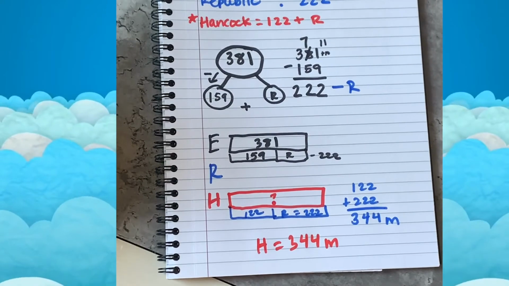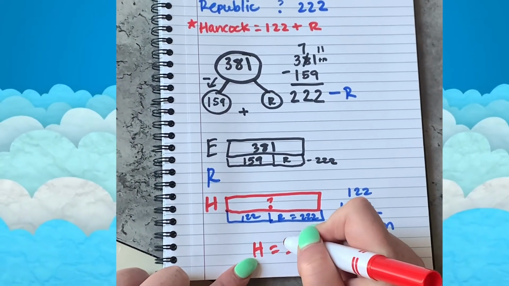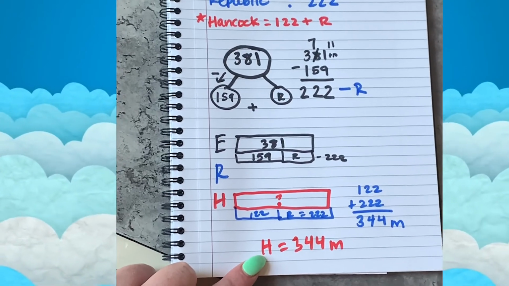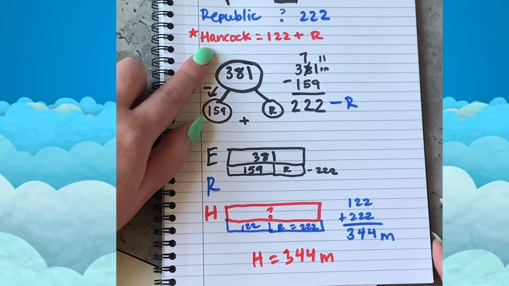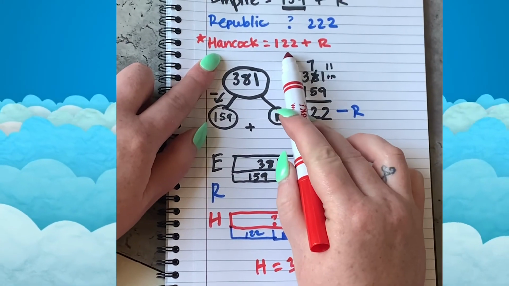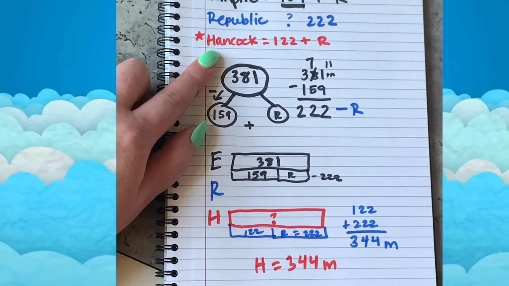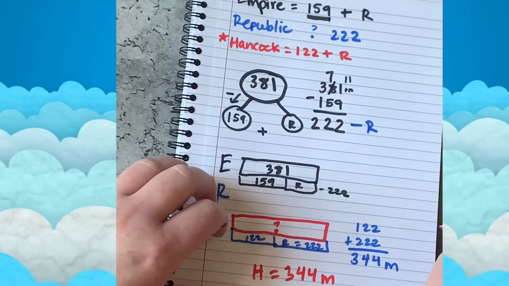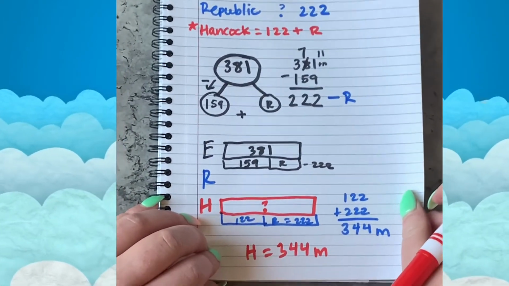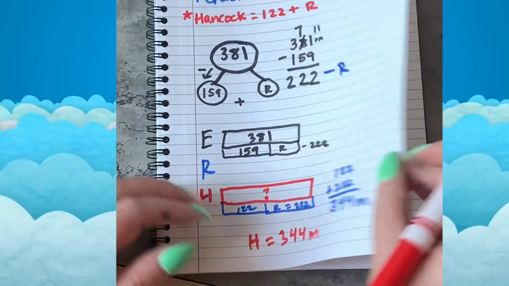things is checking my work. So I want to make sure that I didn't make any mistakes. The problem tells me that the Hancock Building was 122 meters taller than the Republic Building. If I know the Republic Building is 222 meters, I want to set up a real quick number bond.